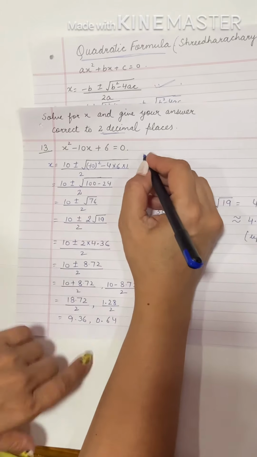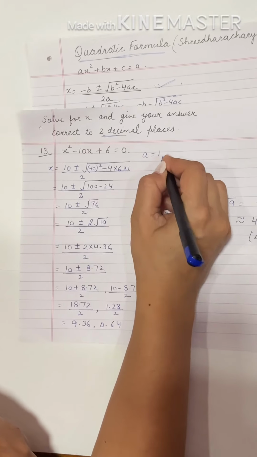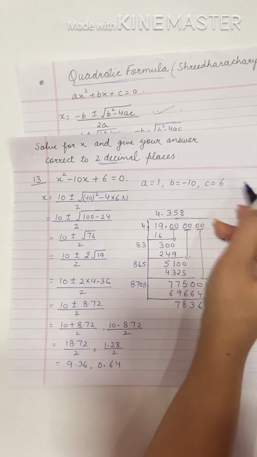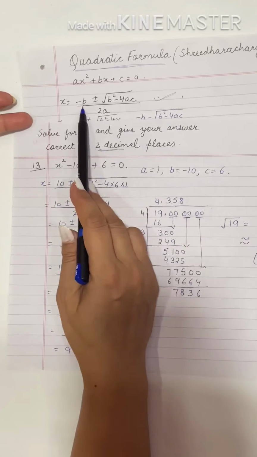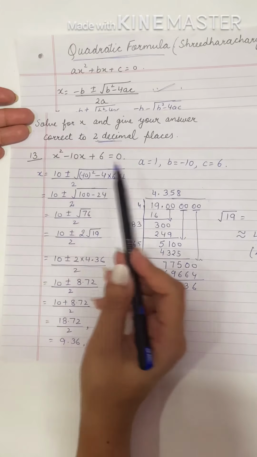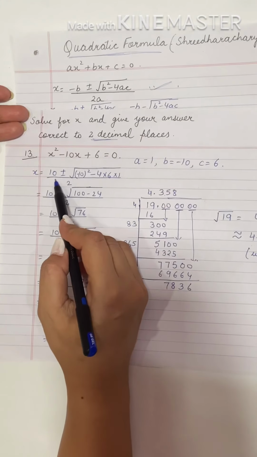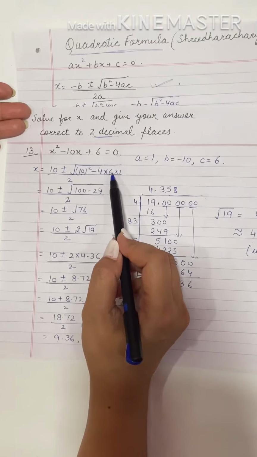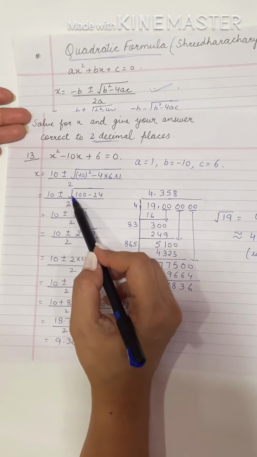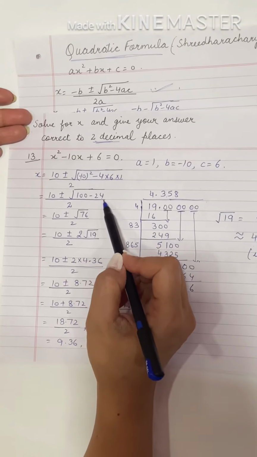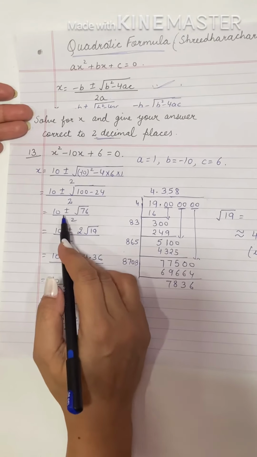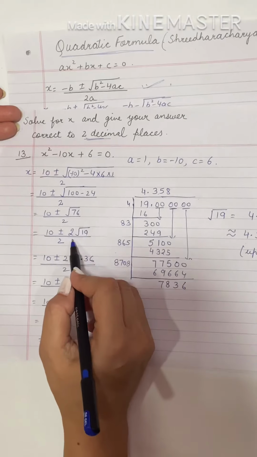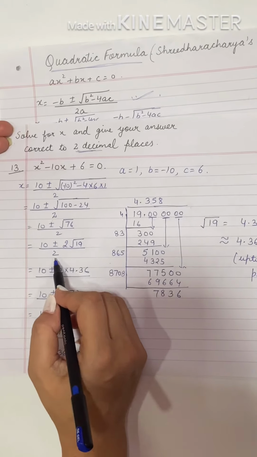So again we will be comparing it with the standard equation. a is equal to 1 here, b is equal to minus 10 and c is equal to 6. Now substituting values in the formula, you will have x is equal to minus b, that is minus of minus 10 is plus 10, plus minus under root b square minus 4ac. So it is 10 plus minus under root 100 minus 24 upon 2, which is 10 plus minus root 76 upon 2, and this root 76 will be equal to 2 under root 19 upon 2.